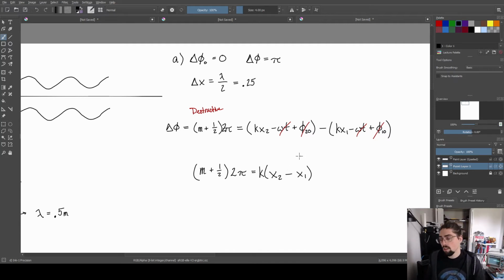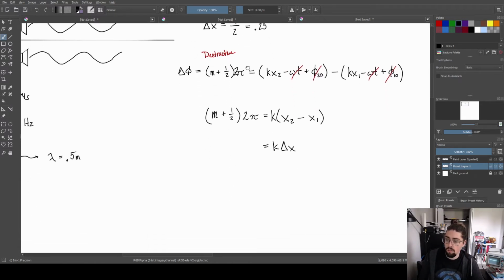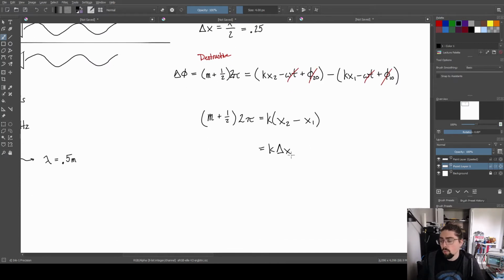So this gives me a small variety of answers. Realistically, what I can do right here is I'm going to just replace this with delta x. That is to say, for the wavelength, we've got the wavelength. We can plug in the wavelength here, and here's what we're going to find. M plus 1/2 times 2 pi is equal to 2 pi divided by my wavelength, delta x. Let me cancel out those 2 pi's. We don't need those there.